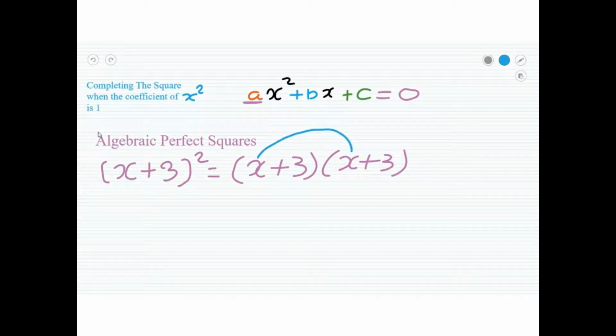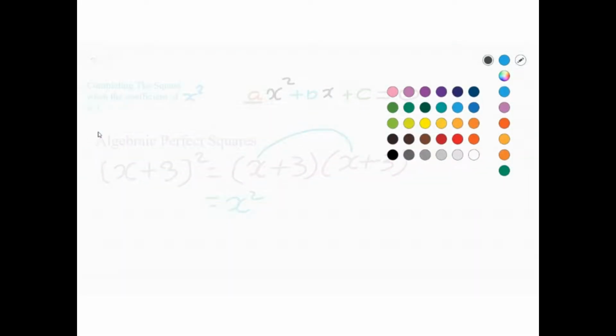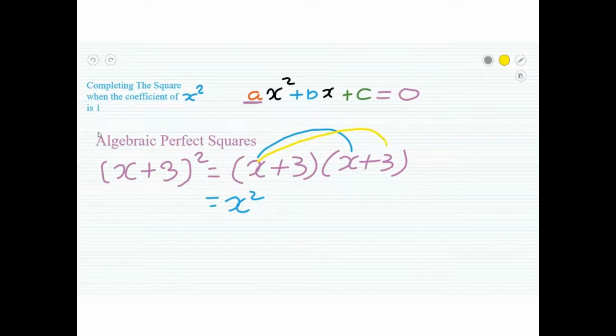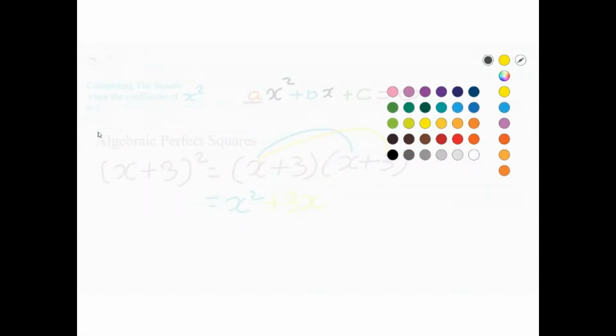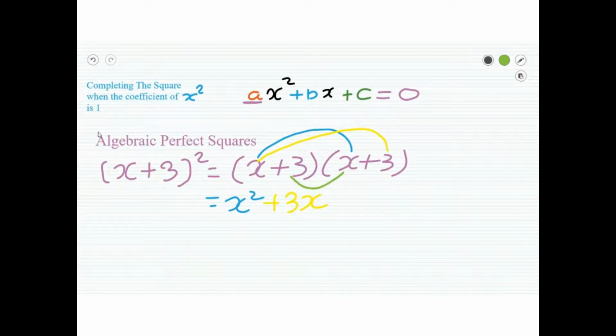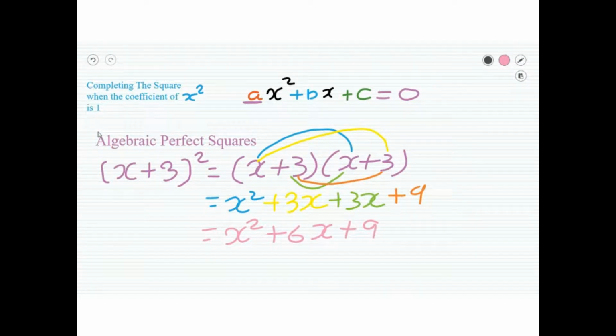So x multiplied by x gives me x squared. And I'm going to take that same x and multiply it by 3. That will give me 3x. Then I'm going to use 3 now and multiply x, and I'm going to get 3x. And finally, I'm going to take the 3 and multiply it by the 3, and I'm going to get 9. And that gives me a final answer of x squared plus 6x plus 9.